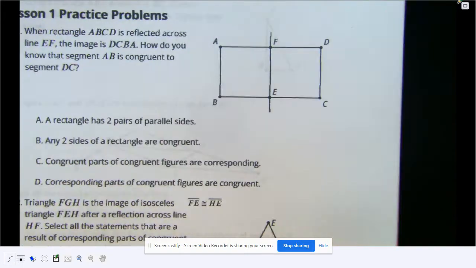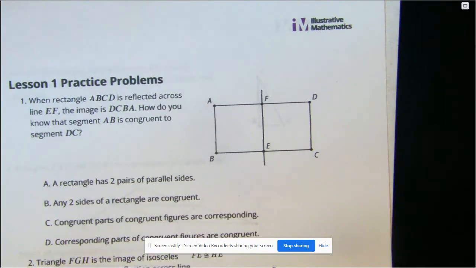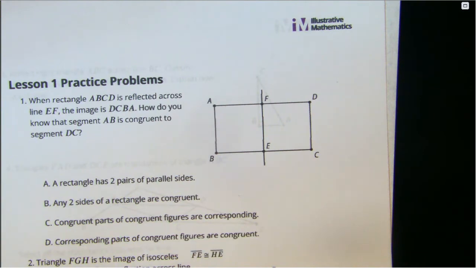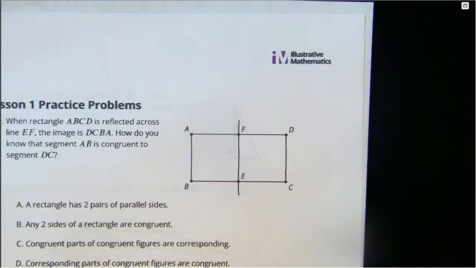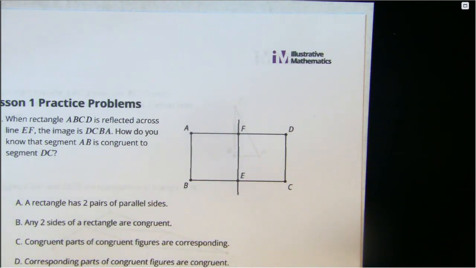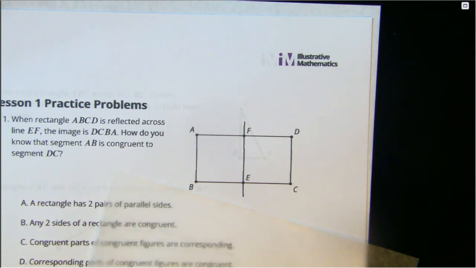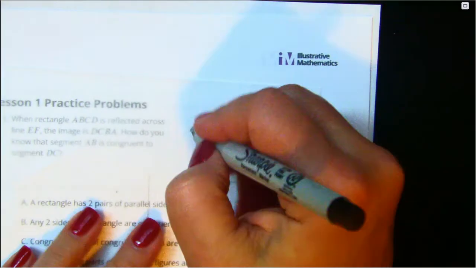I'm going to be doing Unit 2, we're in a new unit, Lesson 1, practice problems. We're doing 1 through 6, skip 5. It says when rectangle ABCD is reflected across line EF, the image is DCBA. So let's just look at that.